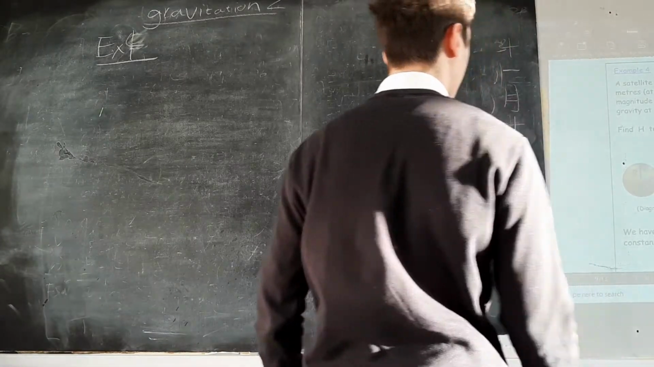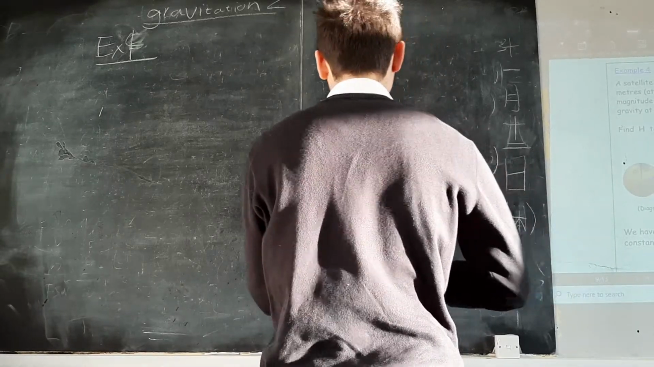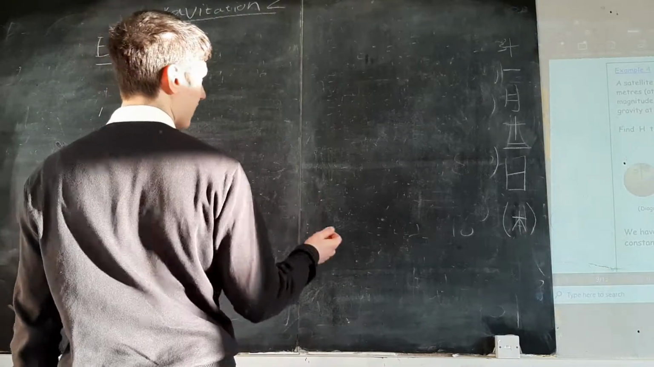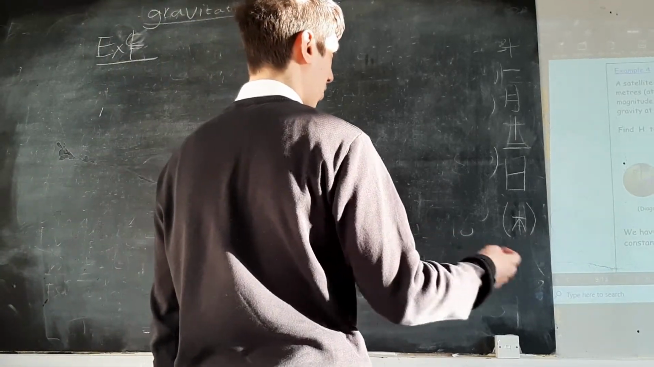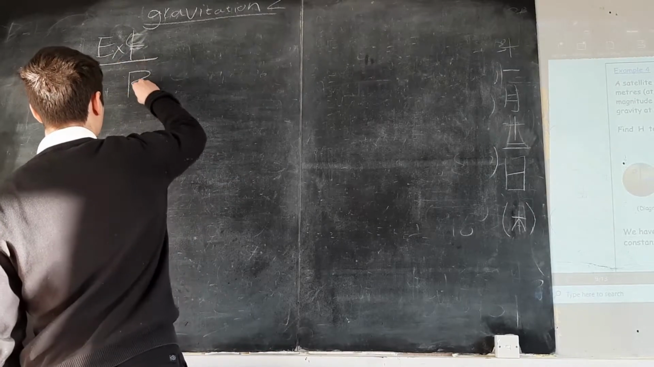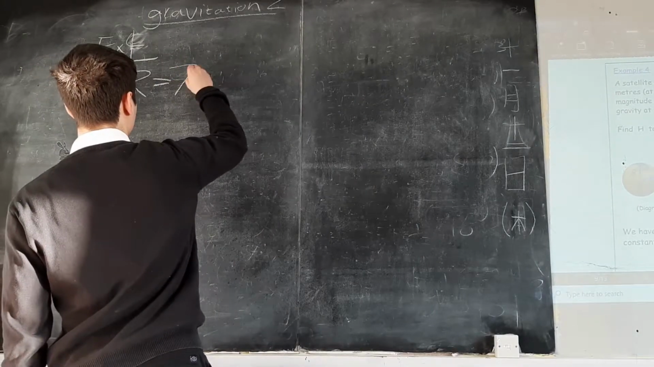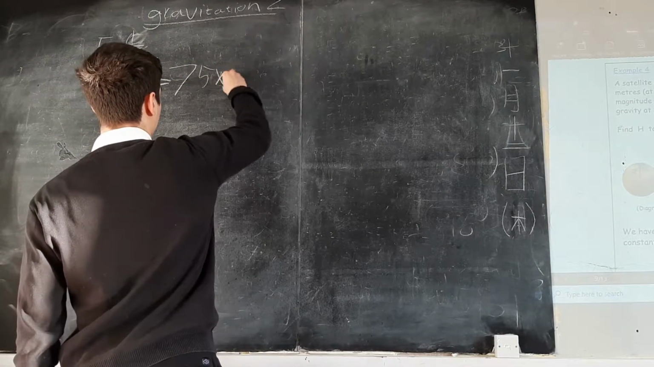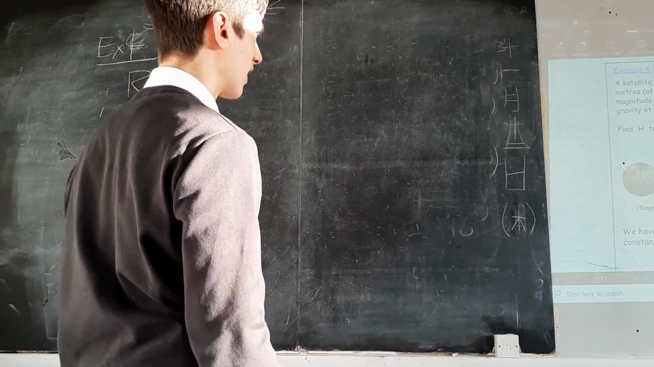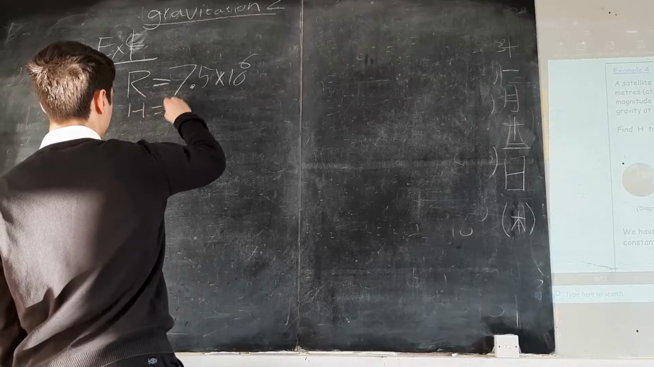So there's radius, there's the height above the planet, and then there's the radius. So a satellite orbits a planet of radius, so that's the radius of the planet itself. We're going to denote that with big R equals 7.5 times 10 to the 6 at a height of h meters. So that's above equals, who knows?